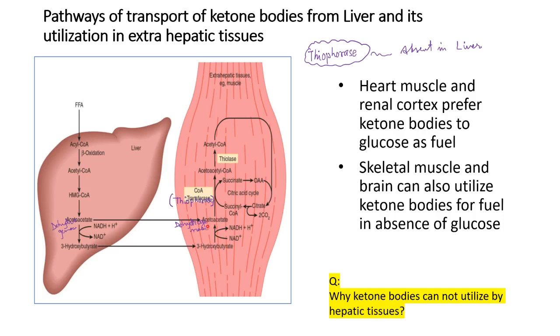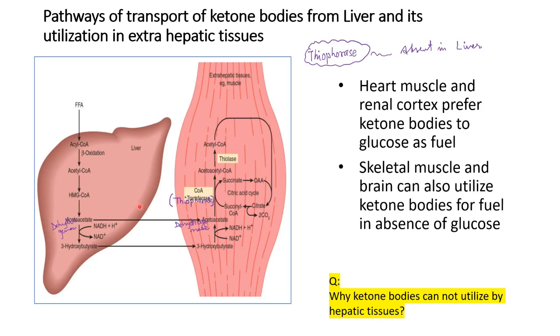And this acetoacetate is converted to acetyl-CoA. Acetoacetate combines with succinyl-CoA, which is coming from the TCA cycle, and then it is converted to acetyl-CoA and succinate. The enzyme here is thiophorase, or CoA transferase. This thiophorase enzyme is very important, and because of its presence, skeletal muscle is able to utilize the ketone bodies. This thiophorase is absent in the liver, and therefore ketone bodies are synthesized in the liver, but they cannot be utilized by the hepatic cells, so the liver cells.